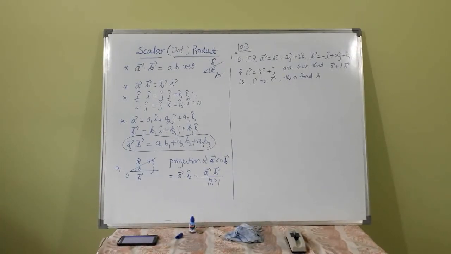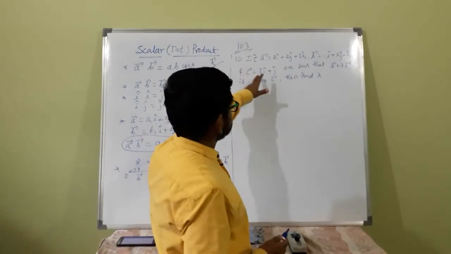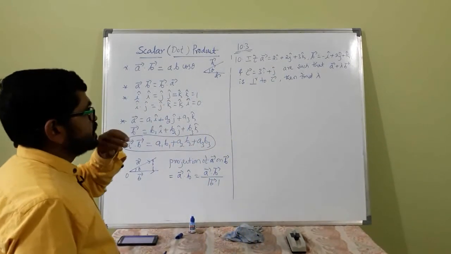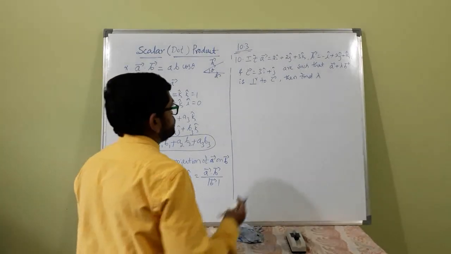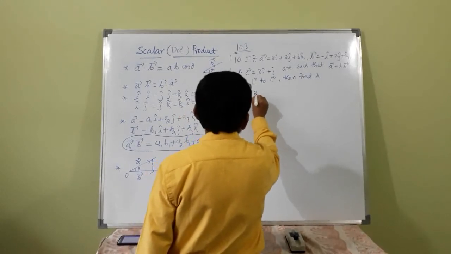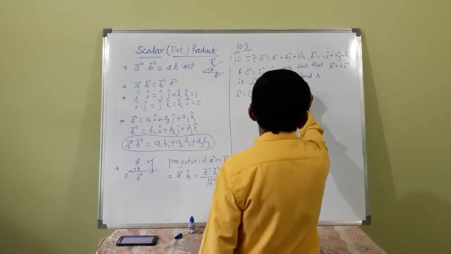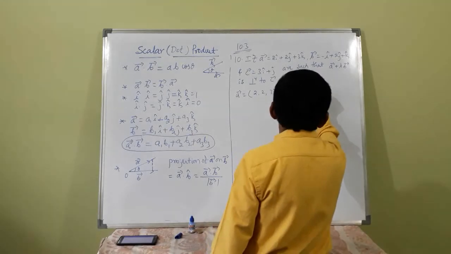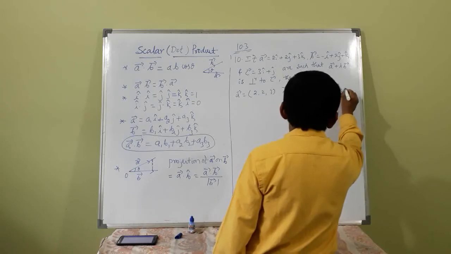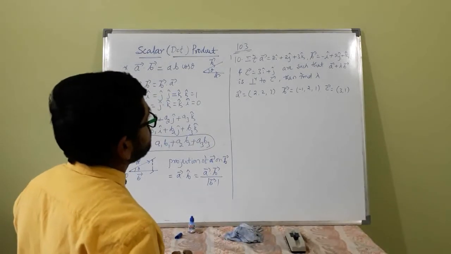If A is 2i plus 2j plus 3k, B is minus i plus 2j plus k, and C is 3i plus j, and lambda is such that A plus lambda B is perpendicular to C, then find lambda. Okay, A is 2, 2 and 3. B is minus 1, 2 and 1. And C is 3, 1. No k terms. Okay, what is given here?